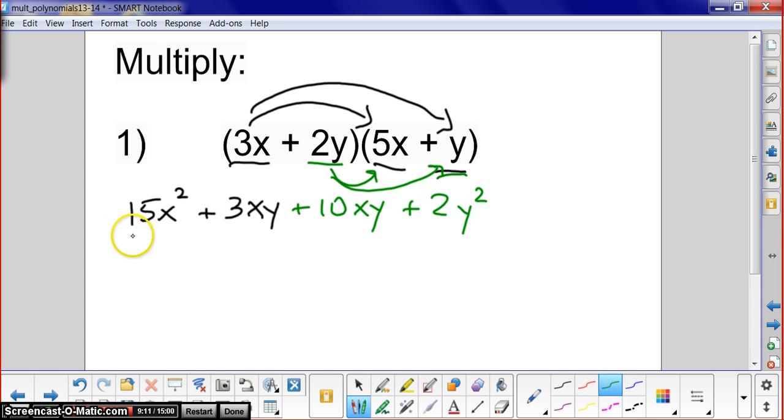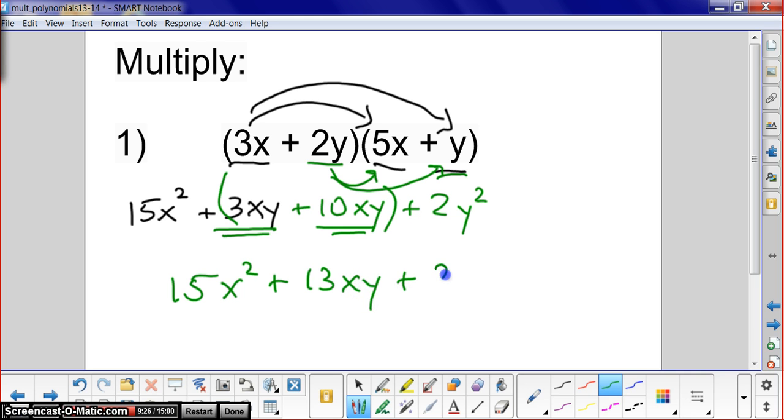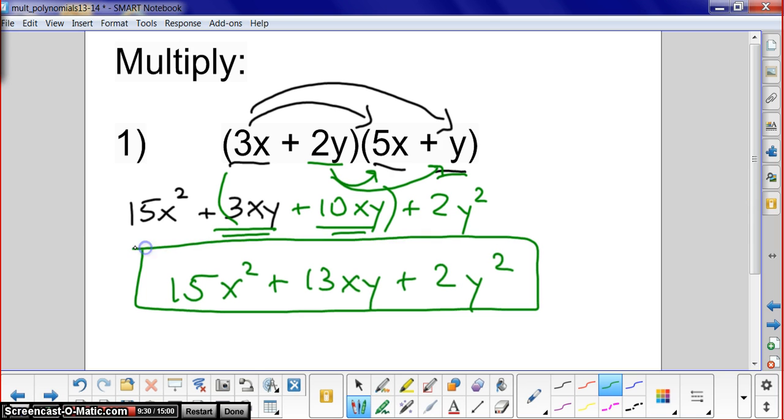Now when I look at this, I look at my terms, and I identify any like terms, and I identify 3xy and 10xy as like terms, so I'm going to go ahead and group those together and end up with 15x squared plus 13xy plus 2y squared. My final answer is a trinomial, and that makes sense. Alright, so that's what we're going to be basically doing, is distributing over and over and over again and picking up some patterns of these along the way.